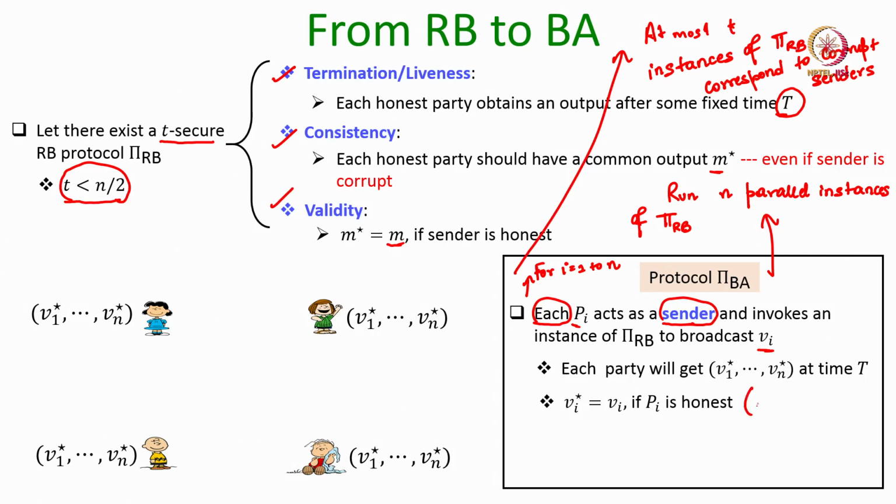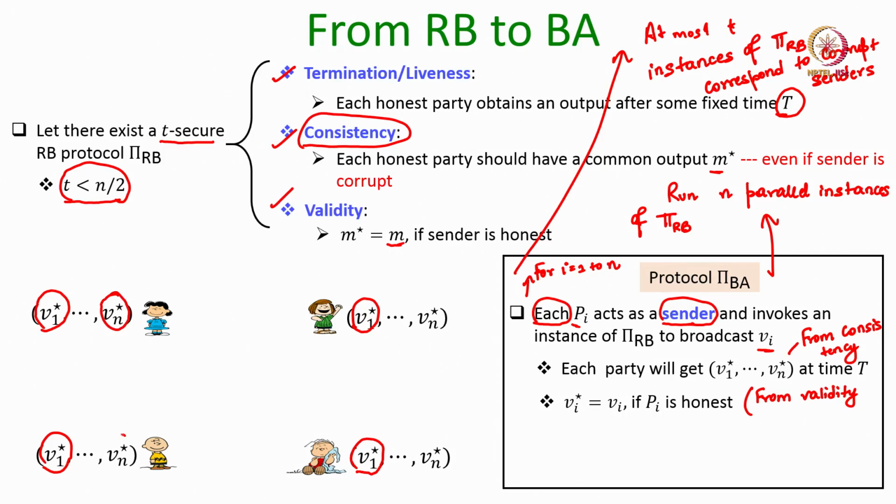Moreover, from the consistency property of pi RB, all the honest parties will have the same output from the first instance of RB. So, the instance of RB where P1 was acting as the sender will produce a common output for all the n parties, coming from the consistency property of RB. Like that, if I consider the nth instance of pi RB invoked by the sender Pn, that will produce a common output for all the honest parties, again coming from the consistency property.